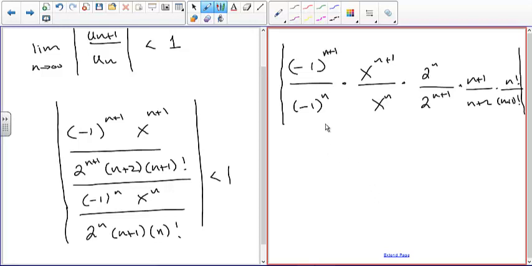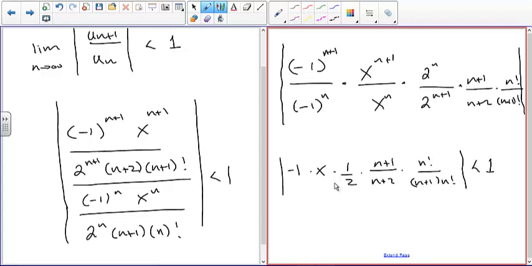So here you just get negative 1. X to the n plus 1 over x to the n is x. 2 to the n over 2 to the n plus 1 is 1 over 2. Here we don't have anything we can simplify. And in this case we have n factorial, and n plus 1 factorial can become n plus 1 times n factorial. And that all has to be less than 1.